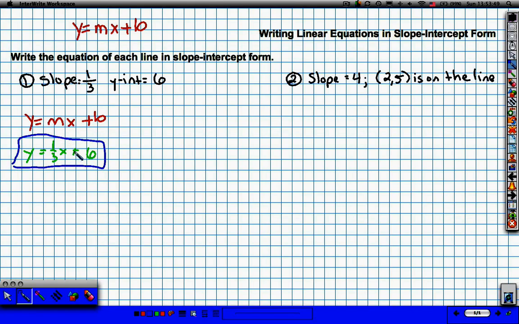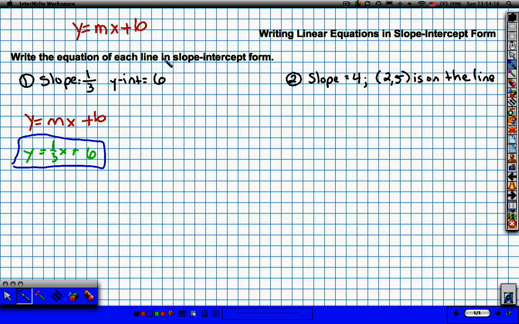Very simple, isn't it? Now, here's a problem that won't be as simple, because what is the one thing that's different from this problem compared to the first one? Hopefully you notice this problem, problem 2, does not give us a y-intercept. They tell us that this point 2,5 is on the line. So what we have to do here first is we first have to figure out what the y-intercept is.